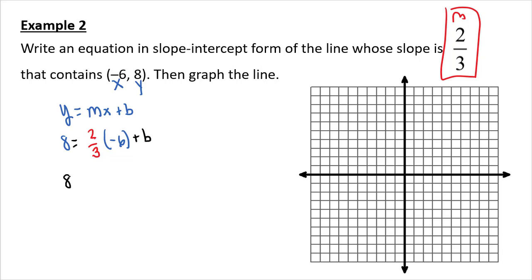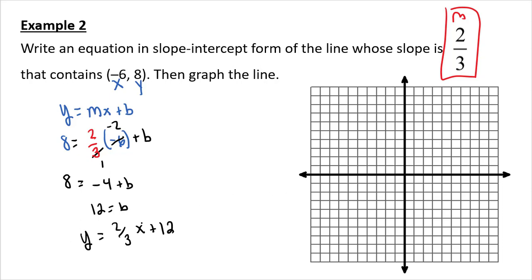Now we have to simplify. The 3 cancels to be a 1, that cancels to be a -2. So I have a -4 plus b. B is going to be equal to 12. So we have our y equals 2/3 x plus 12. And now we have to graph this.